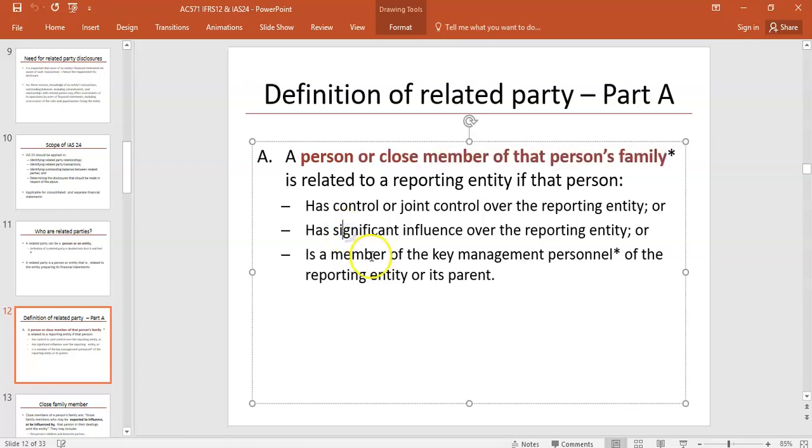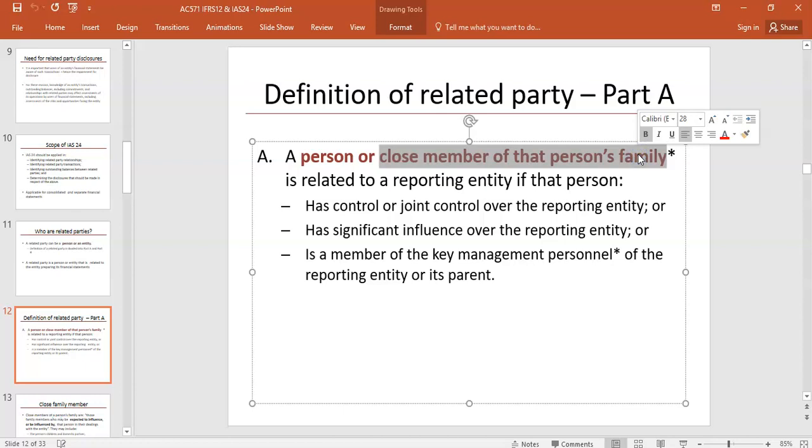Or if I'm a member of key management personnel, that means if I'm a director or the CEO or CFO. So usually those people in the C-suite, Chief Executive Officer, Chief Financial Officer, or any member of the board of directors. So if I'm a person with any of those characteristics, I am a related party, and any transaction I do, I must disclose. But also in this requirement is anyone of my close family.